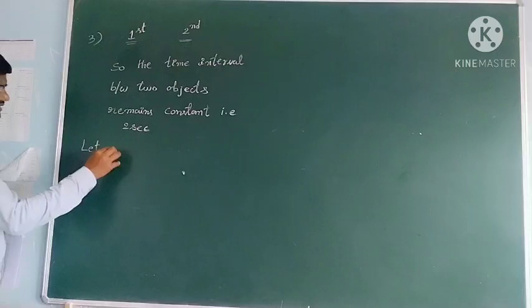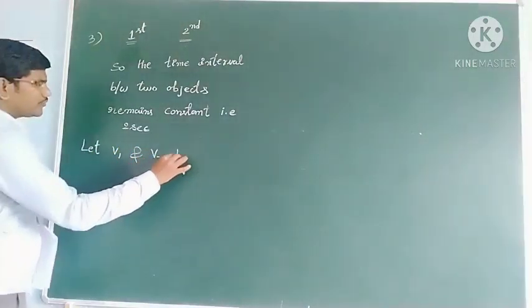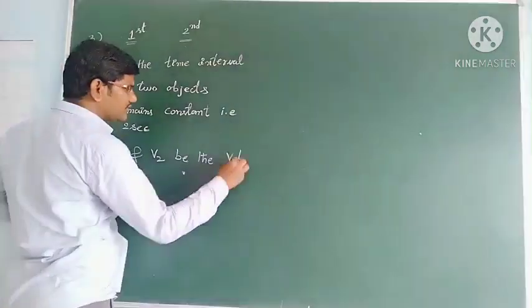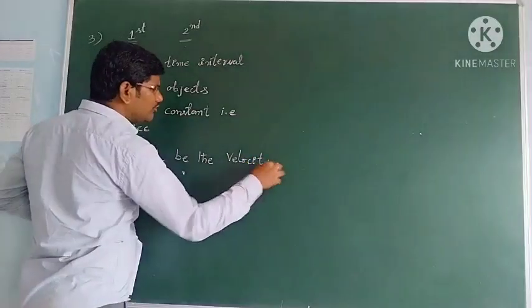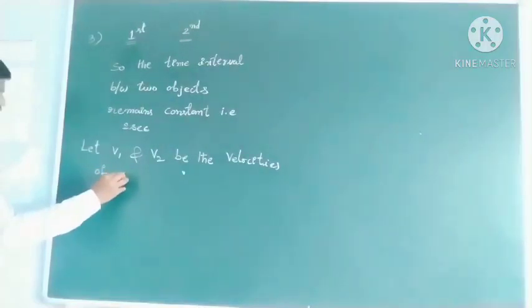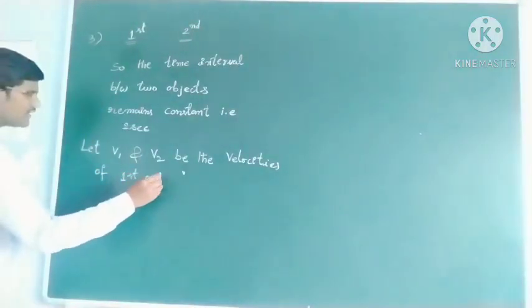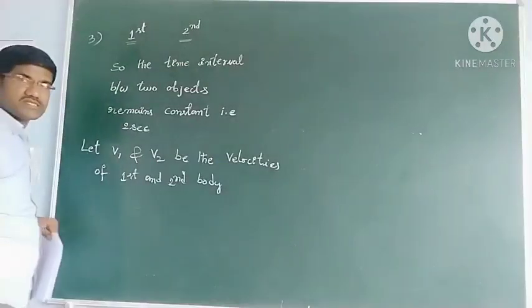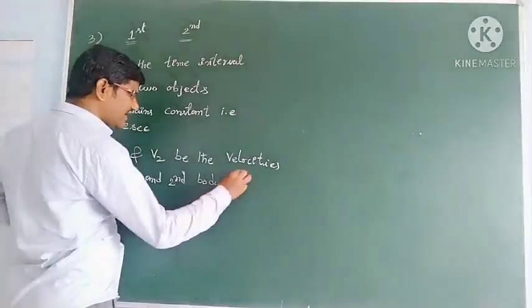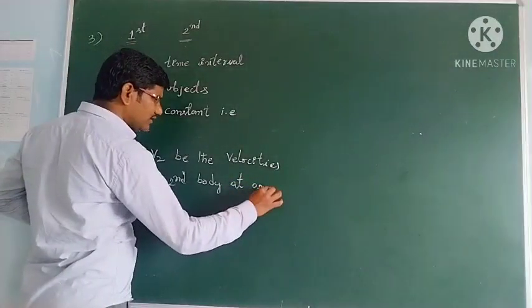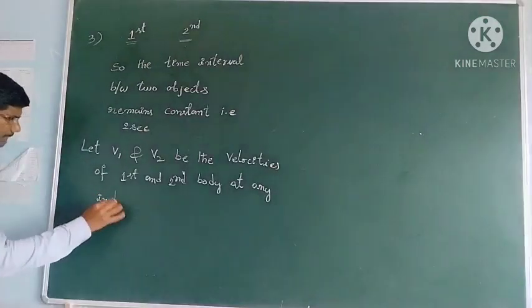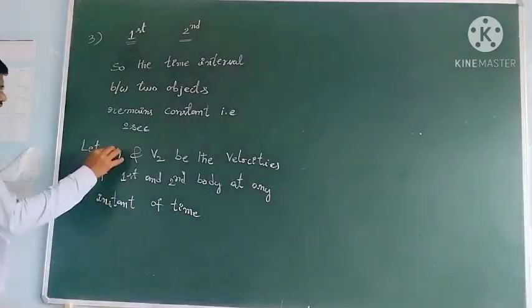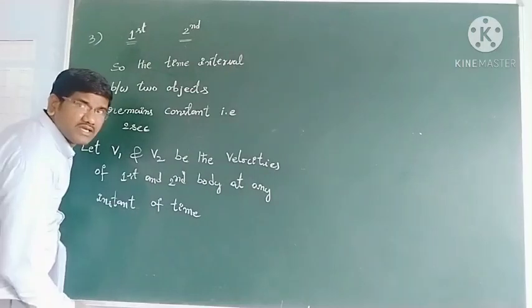Next, what I am writing, students: let v1 and v2 be the velocities of the first and second body at any instant of time.